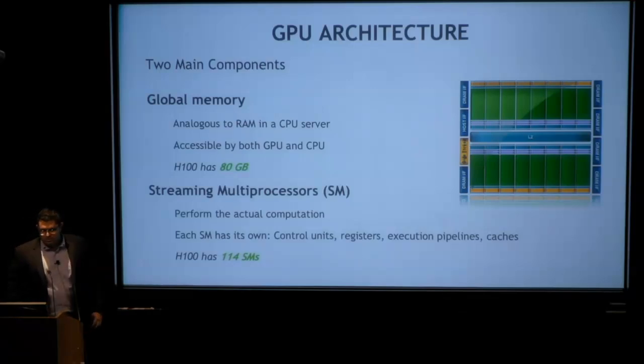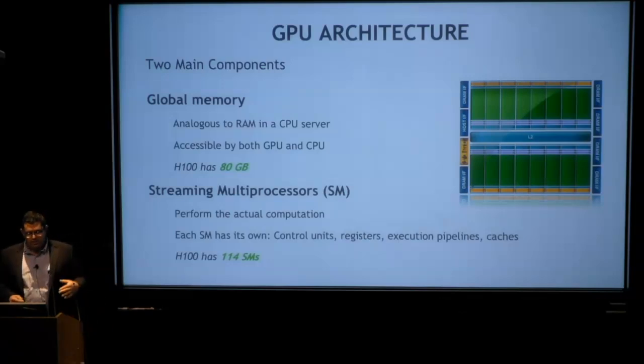SMs, on the other hand, streaming multiprocessors, actually perform the calculation, and each SM has its own control units, registers, execution pipelines, and caches. And H100, our latest GPU, has 114 SMs. And usually, generation over generation, the number of SMs tends to increase, enabling even more throughput and processing of workloads.